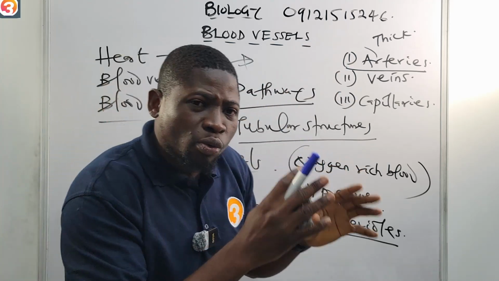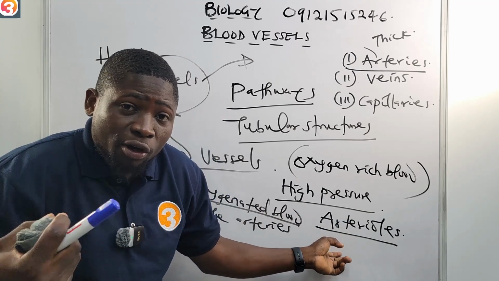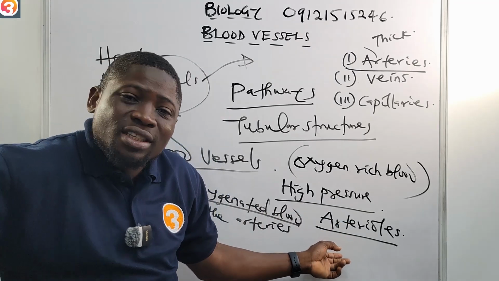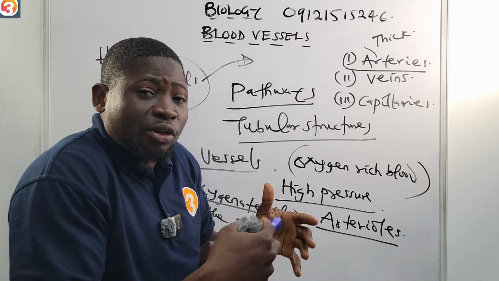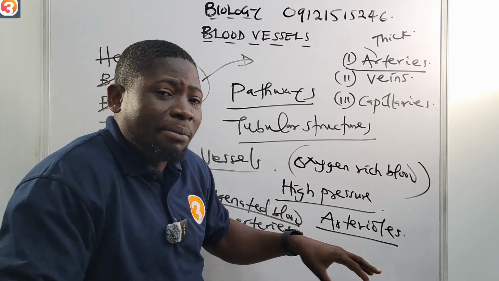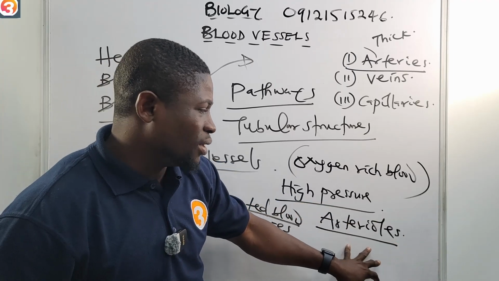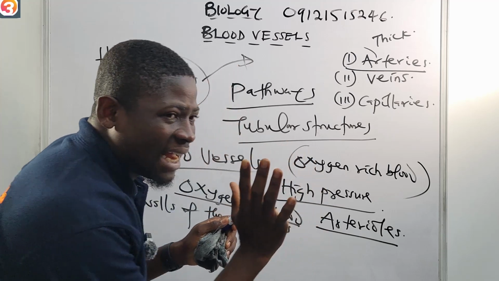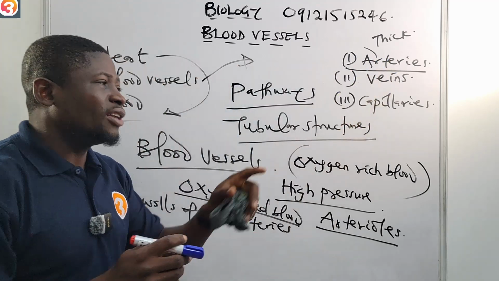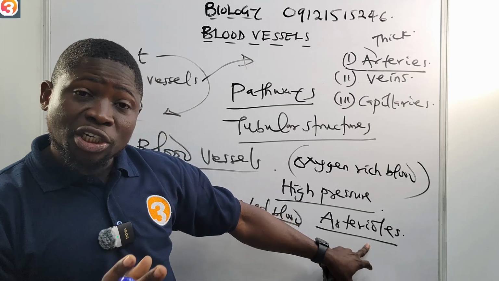But as they get closer to the cells, they are carrying oxygen-rich blood to the cell, and our cells need oxygen-rich blood. So as they get closer to the cell, they begin to branch out to a network that forms these arterioles. These arterioles are thinner than the arteries. They are not as thick as the arteries.